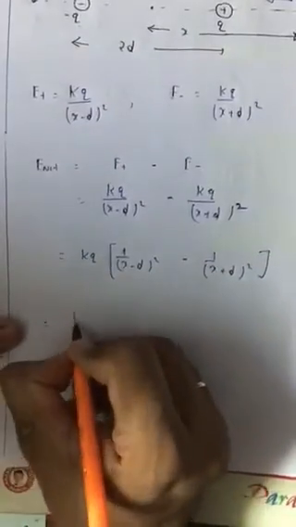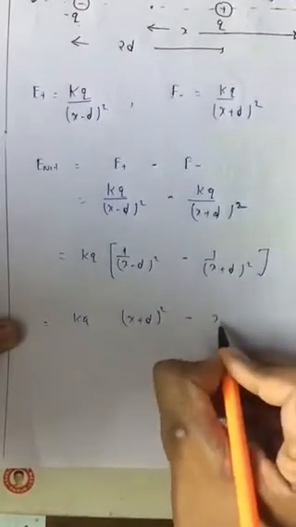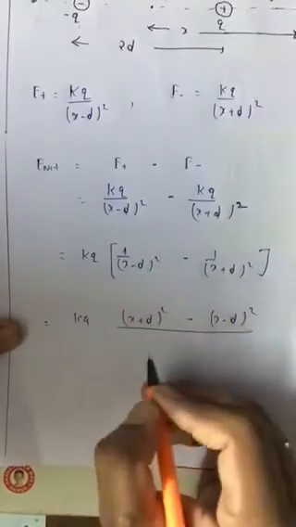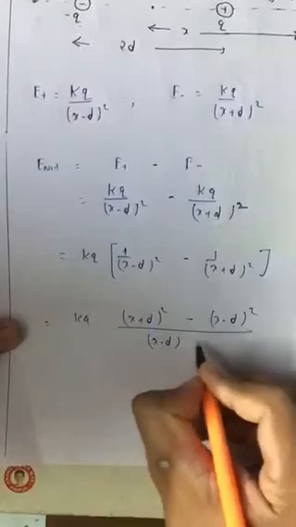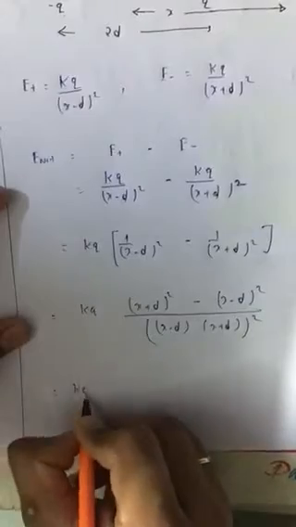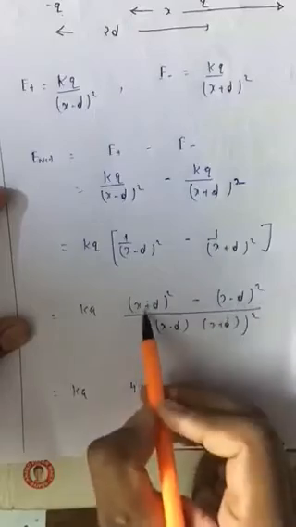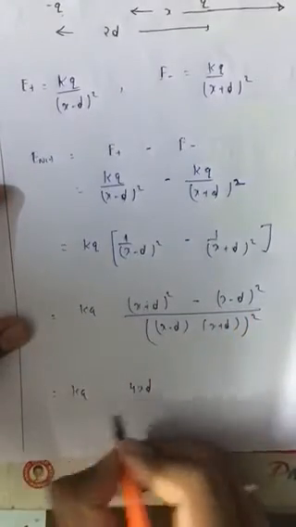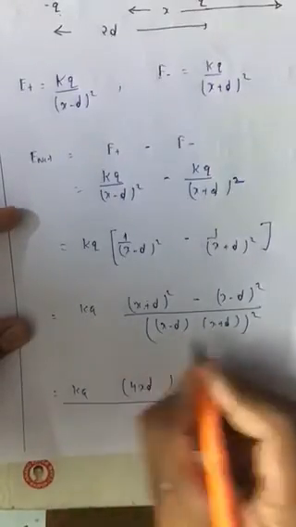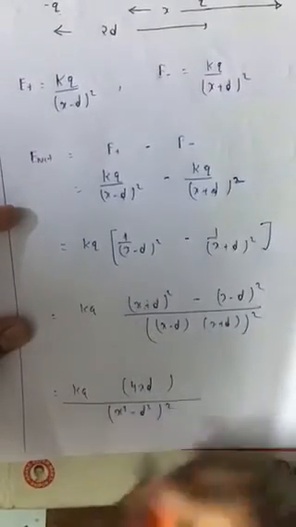Okay. Again solving it, kq times [(x plus d) whole square minus (x minus d) whole square] upon the LCM, which gets multiplied: (x minus d)(x plus d) whole square. Solving the numerator, opening the bracket, we get 4xd, and in the denominator we get (x minus d)(x plus d), a minus b, a plus b, that is (x square minus d square) whole square. Okay.